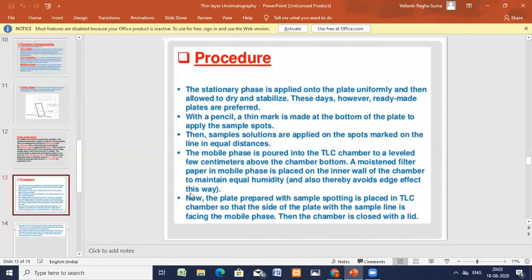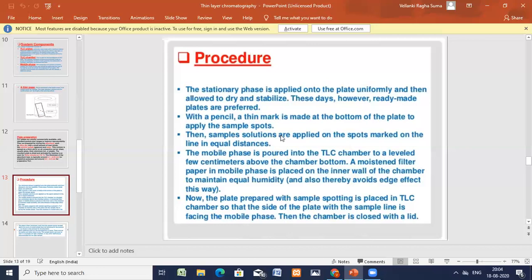First, just like in paper chromatography, a thin mark is made with a pencil at the bottom of the plate to apply the sample spots at equal distances. Then the sample solutions are applied on the spots marked at equal distances.